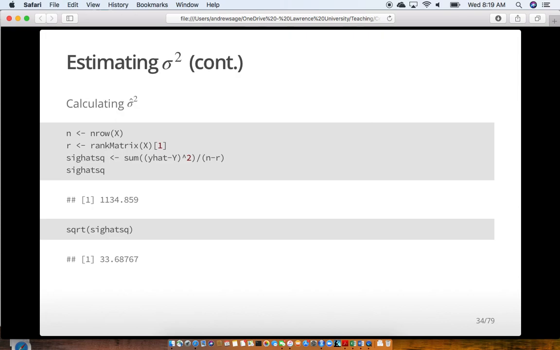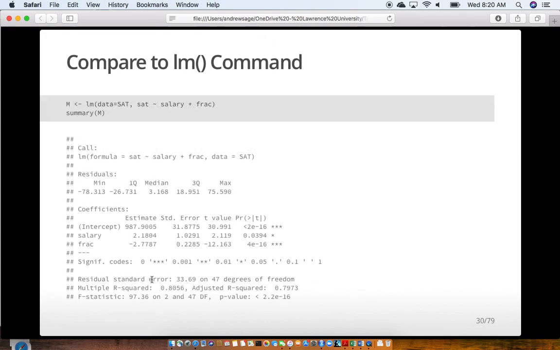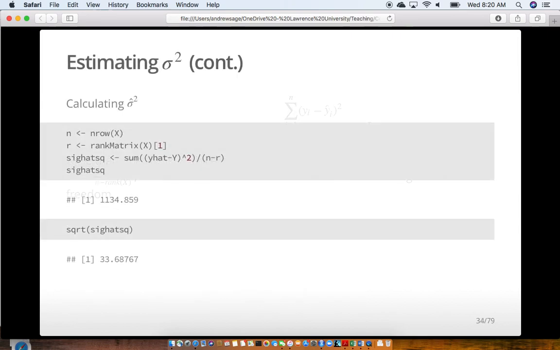In our teacher salary data set, we calculate sigma hat squared using the formula that we just saw and take the square root to find the estimate of the standard deviation, which comes out to be about 33.69. And notice this matches what we see in the residual standard error in our output. We have 47 degrees of freedom since we had 50 states and p was equal to 3 for the 2 x variables plus the intercept.